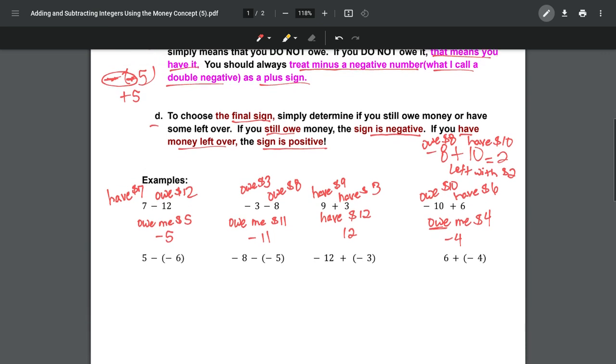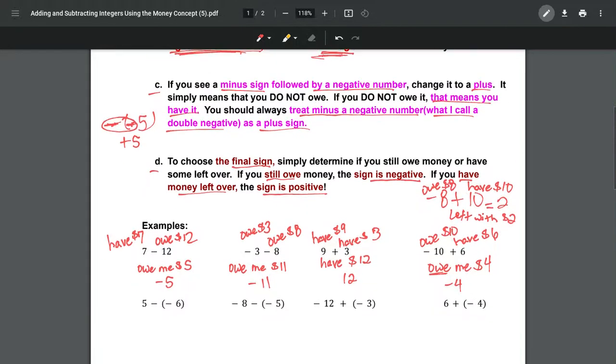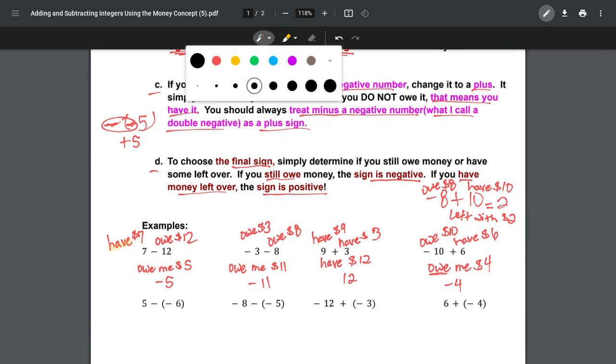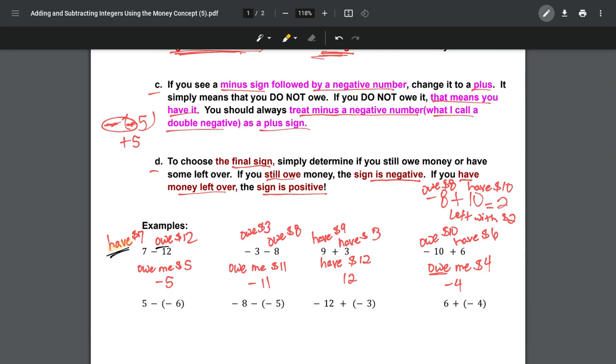All right. I want you to notice a pattern before I go on to the next line. This was a have and an owe. I gotta do it in this color. Hold on. Have, owe. 7 and 5, 12 and 7. 12 minus 7 is 5. Basically, you subtract it. And then you determine whether you still owed me or had to determine the sign.